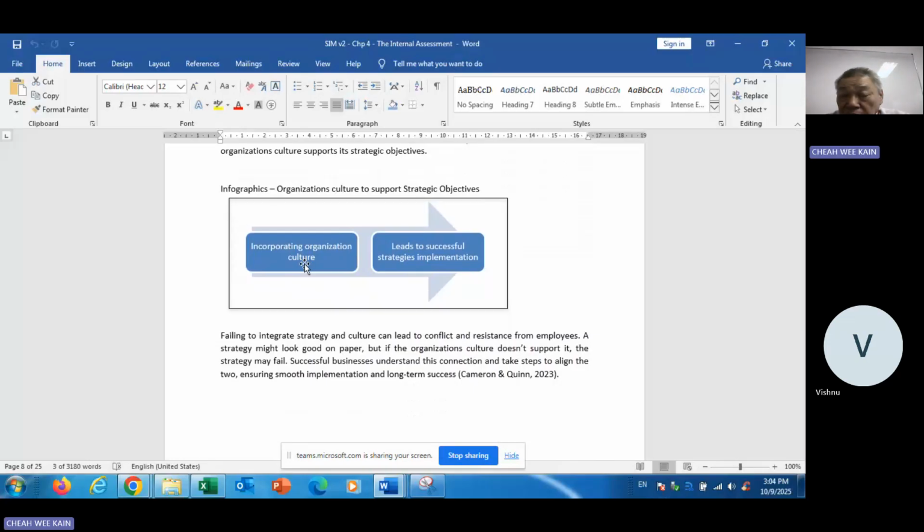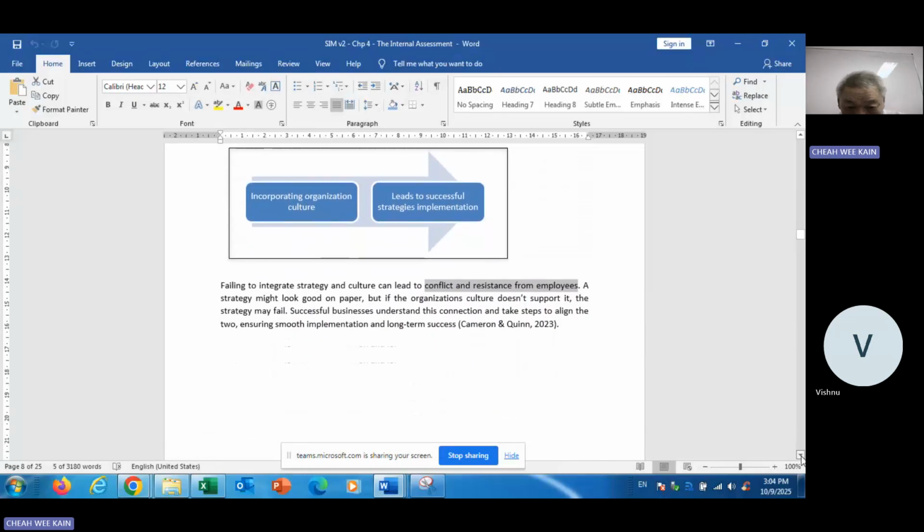Now, if you are looking at an organization with a bottom-up culture, the strategy will come from the bottom. These are the people who are going to make their voices known or make the strategy known, for upper management to consider and to implement. Now, failure to integrate strategy and culture can lead to conflict and resistance from employees and from customers. So that's not very good.